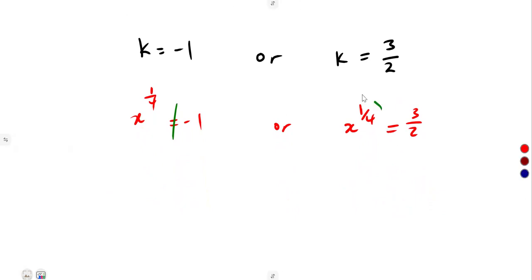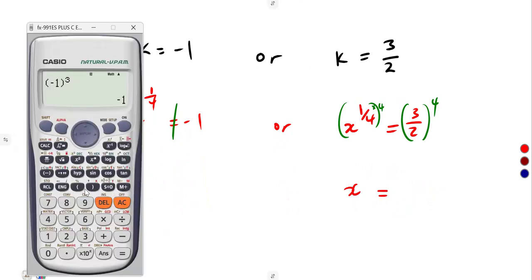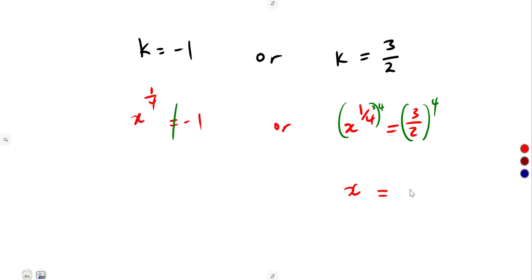Of x. What is the reciprocal of 1 over 4? That is a 4. So guys, same concept as before, to the exponent of what? 4. This is going to give us a 1. So x to the exponent of 1 is equal to 3 over 2. So that's 3 over 2 to the exponent of what? Or to the exponent of a 4. So that was going to give us 81 over 16.